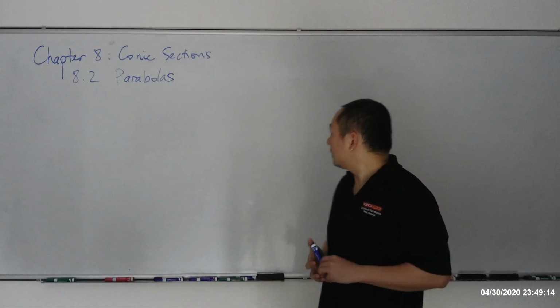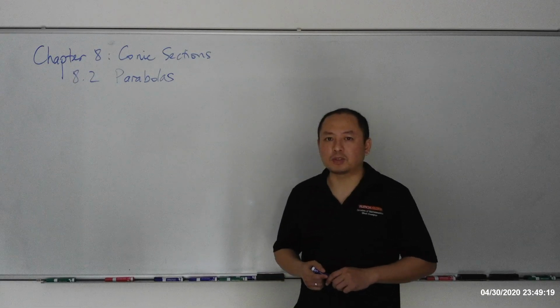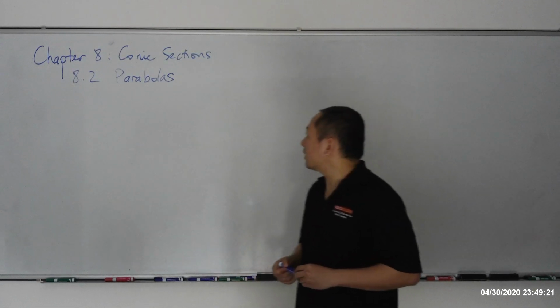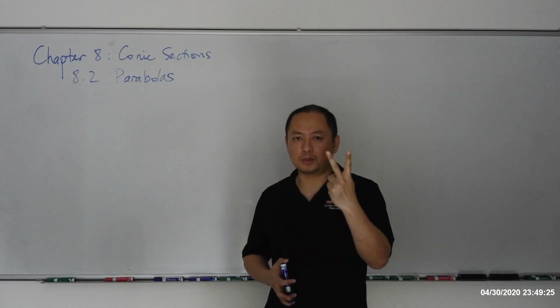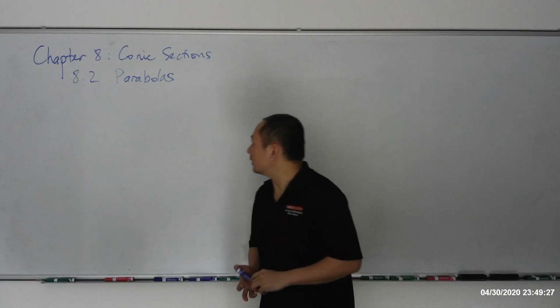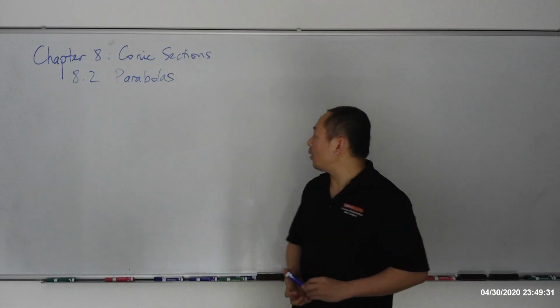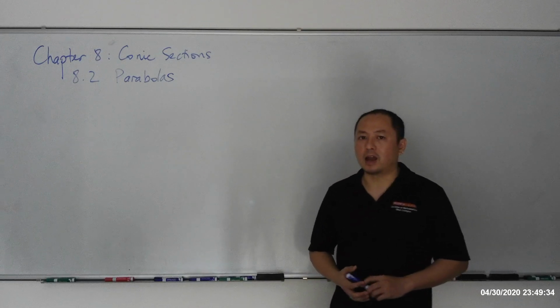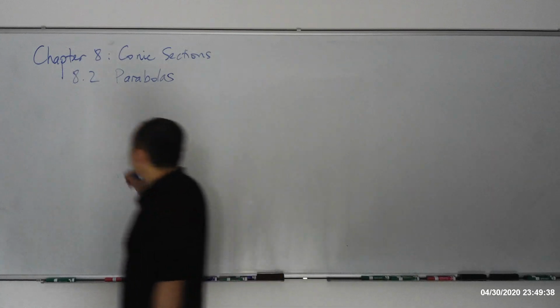Hello everyone. Today we'll be talking about conic sections in chapter 8. So basically, in conic sections we'll be talking about three items: parabolas, ellipses, and hyperbolas. In the first topic today, section 8.2, I'll be talking about parabolas. I'll show you a new approach to a parabola. So first, let's start with the definition.